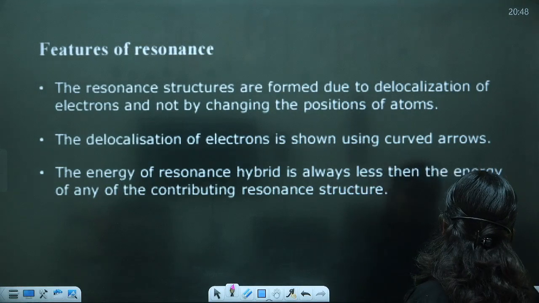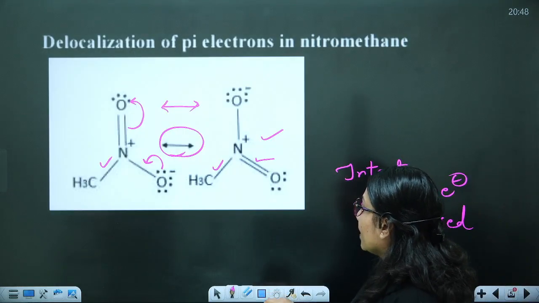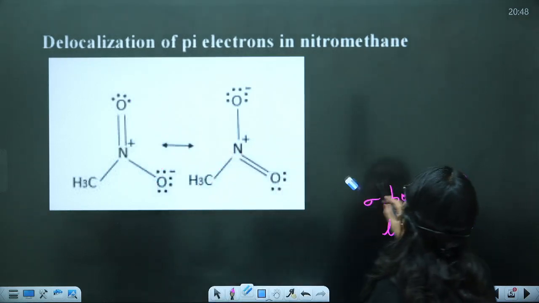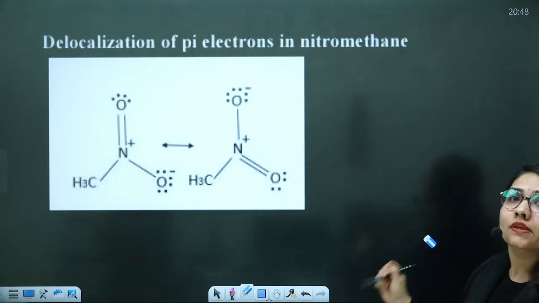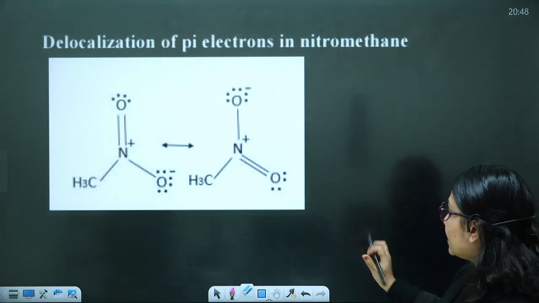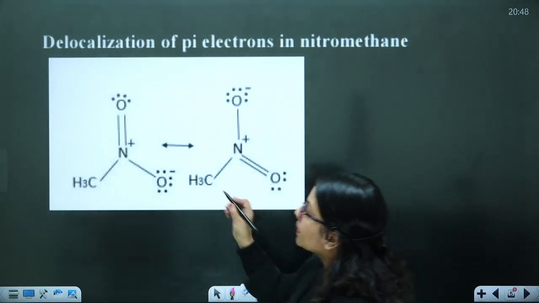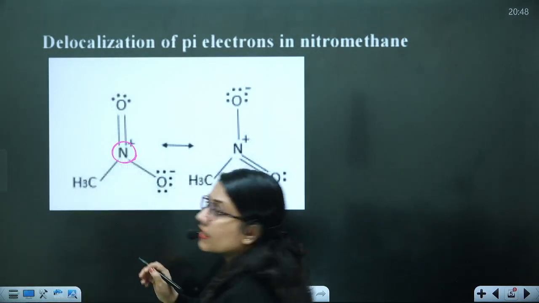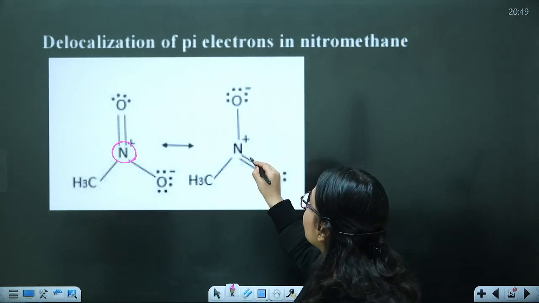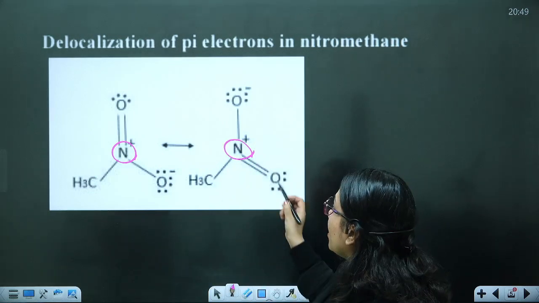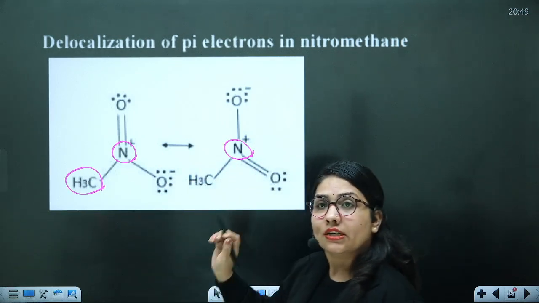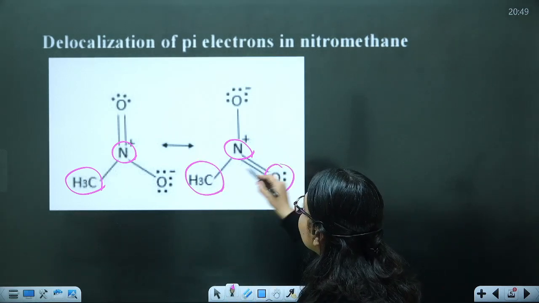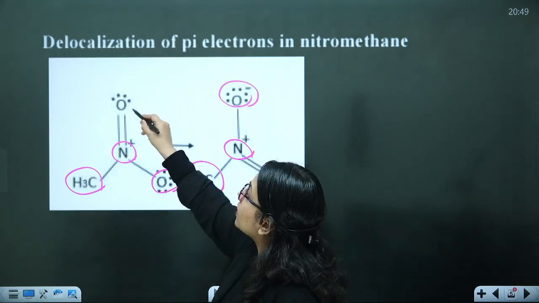Let's go back to our example. Here we are able to see that structure. Again, see properly the structure of nitromethane. Here you can see that the position of the atoms, where N was present, it is exactly at the same place in the second structure. Where CH3 was present, it is exactly present there in the second structure, okay. O atoms are present on their respective places.